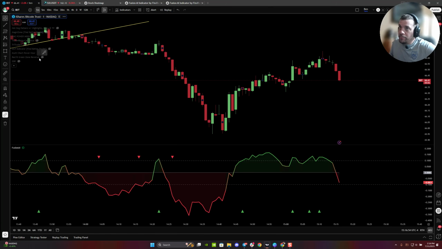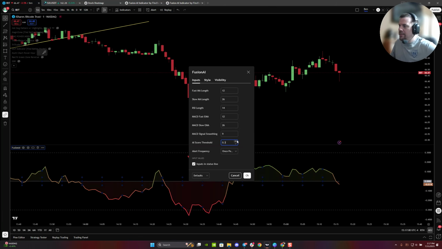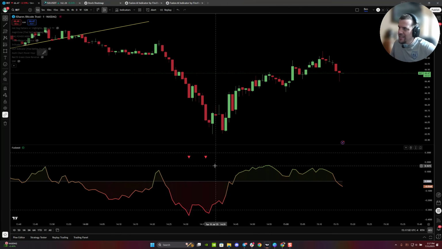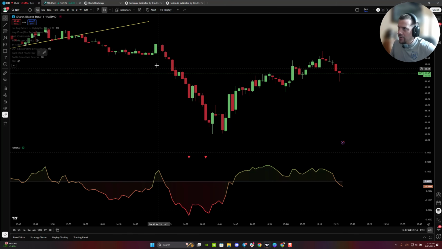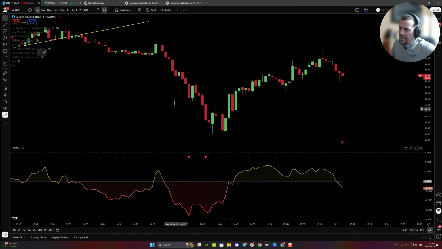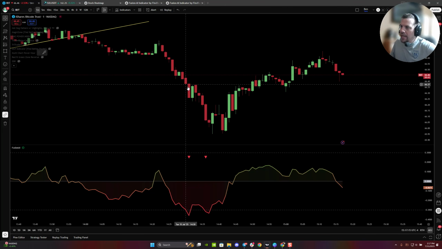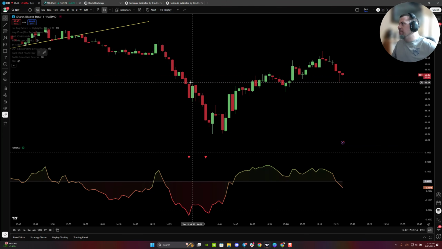So I definitely recommend you keep it at least at 0.3 and above, just because there's a little more potential. And I mean, still, this was a little bit later, but it did actually confirm that there was a strong down momentum before it continued to go down there. So again, great tool. Again, it's free.